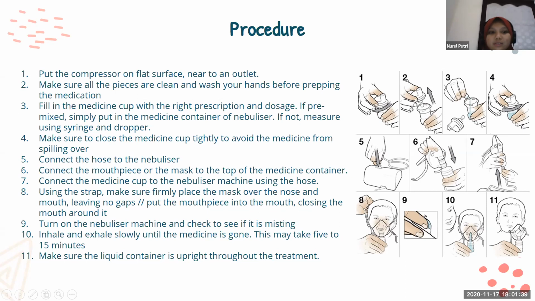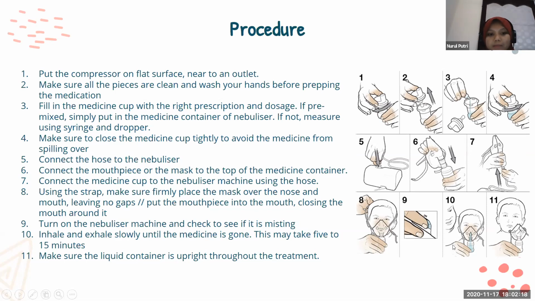If the medicine is pre-mixed, simply put the medicine in the medicine container of the nebulizer. If it is not pre-mixed, then measure the medicine correctly using a syringe or a dropper. Then, picture number 4, make sure to close the medicine cup tightly to avoid the medicine spilling over. Then connect the hose to the nebulizer, and then connect the mouthpiece or the mask to the top of the medicine container. Then connect the medicine cup to the nebulizer machine using the hose.